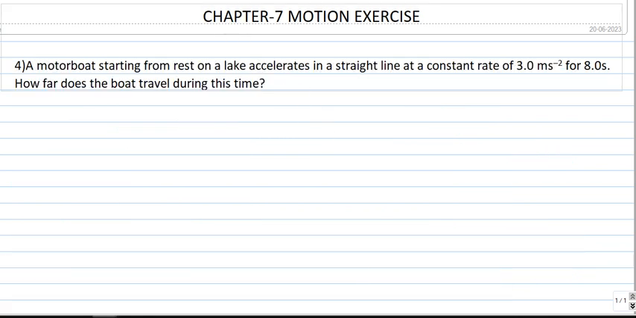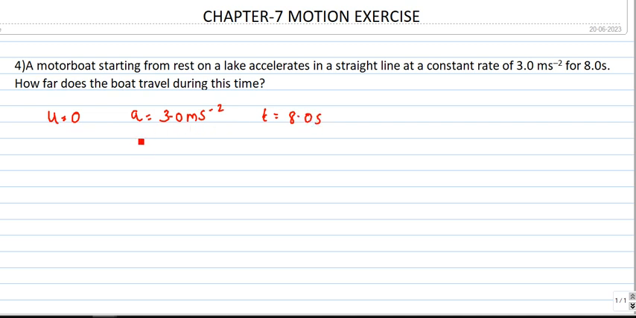So this is the next question, question number 4. A motorboat starting from rest on a lake accelerates in a straight line at a constant rate of 3 meter per second square for 8 seconds. How far does the boat travel during this time? We will write down whatever is given in the question. U is equal to 0. How do we have U to be 0? Because the motorboat is starting from rest. So the acceleration is given to be 3 meter per second square and the time is 8 seconds.